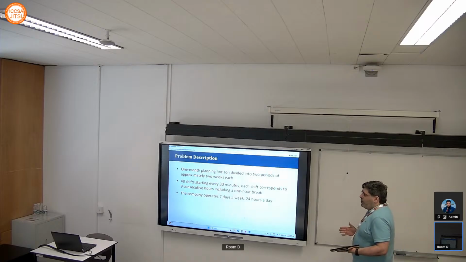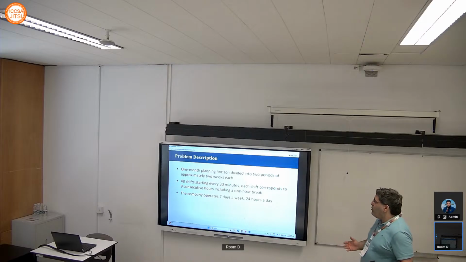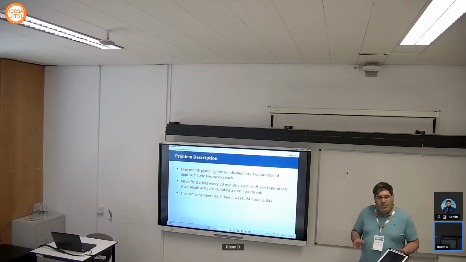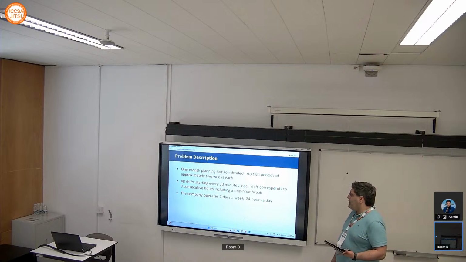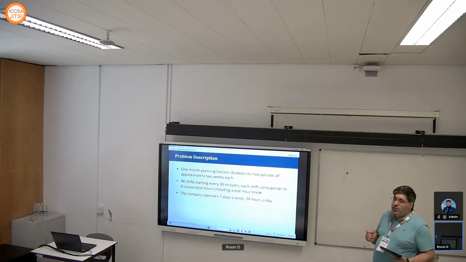At this point, we have to schedule 1 month, divided into 2 periods. Why? Because the company wants to have teams working in a given way for each 2 weeks, so it changes every 2 weeks in a month. That means twice a month. We'll have 48 shifts, meaning that every 30 minutes we have a different shift.